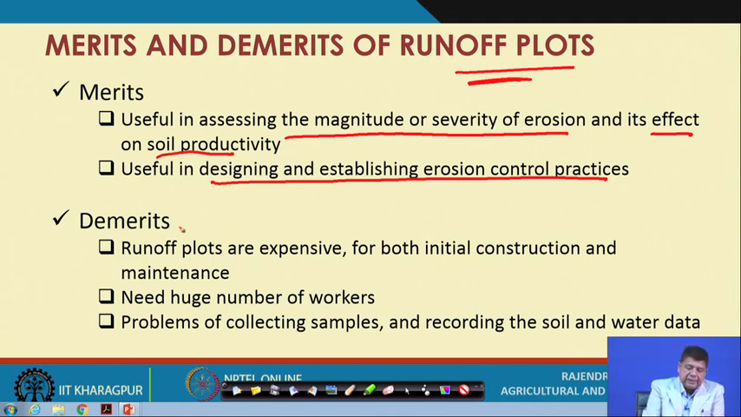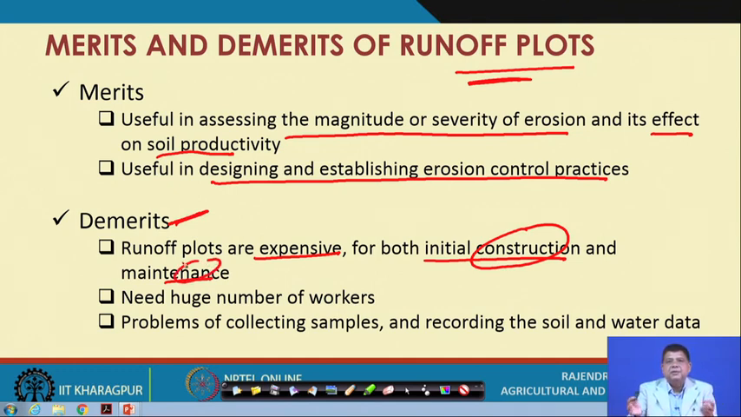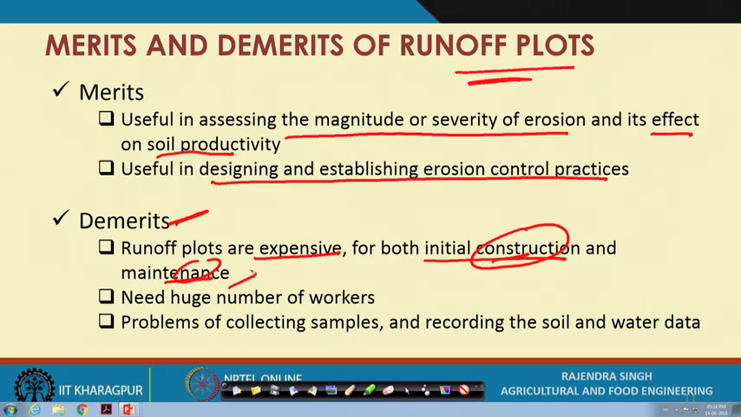But then there are certain demerits also of the runoff plots, and one of the major demerits is that they are expensive for both initial construction and maintenance. So, both construction and maintenance of runoff plots is expensive, unless it is totally natural and we are not doing any kind of instrumentation or modification to the natural conditions. Otherwise, if you want to really create a runoff plot, then both construction as well as maintenance is expensive.